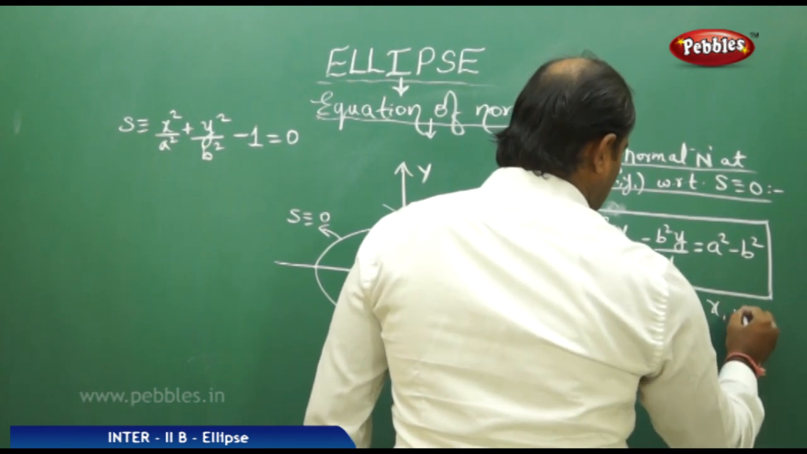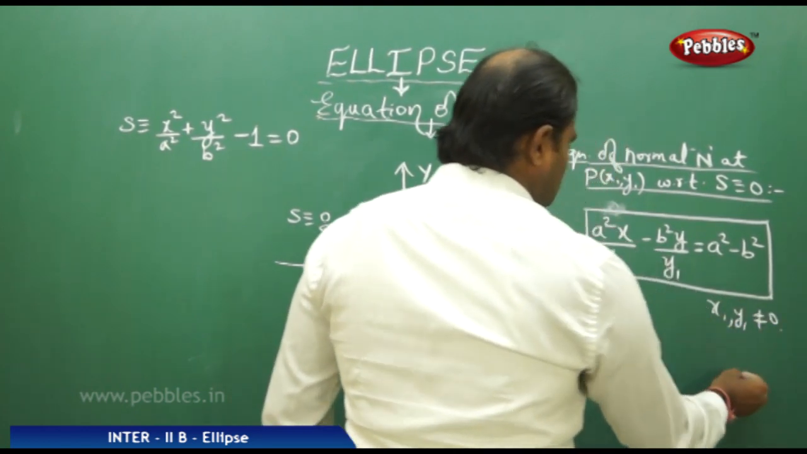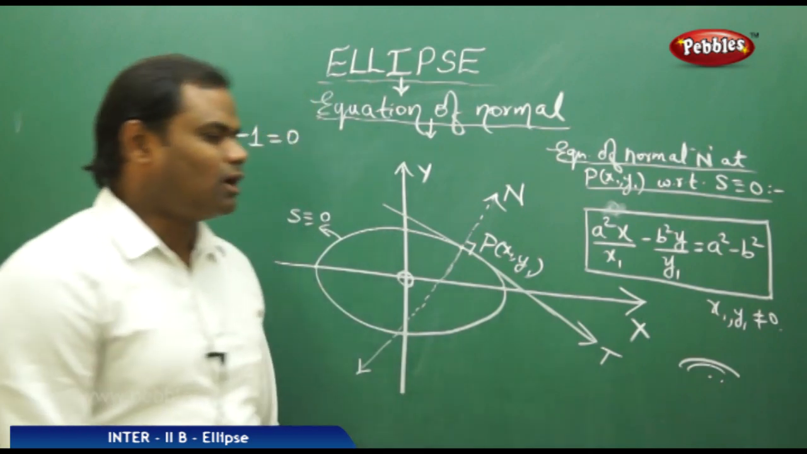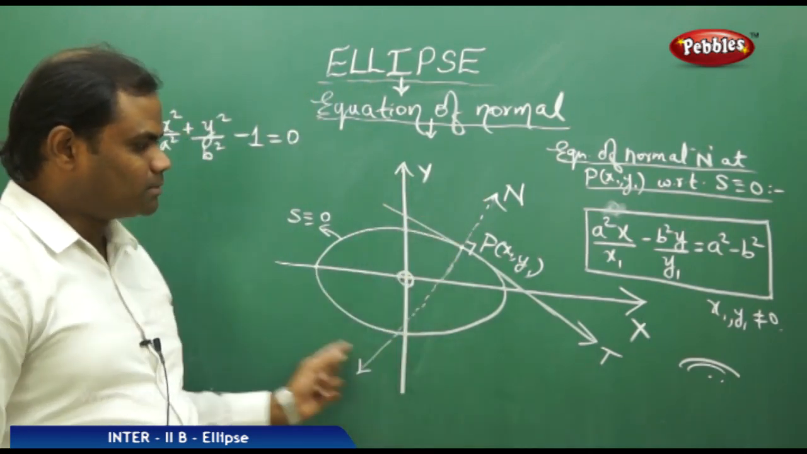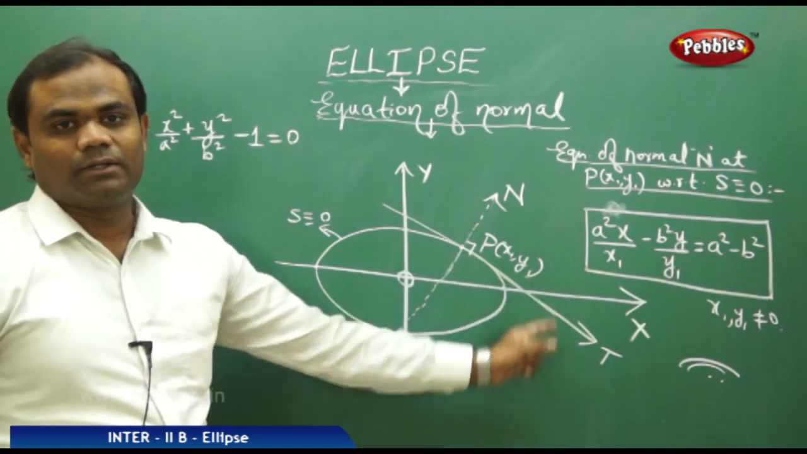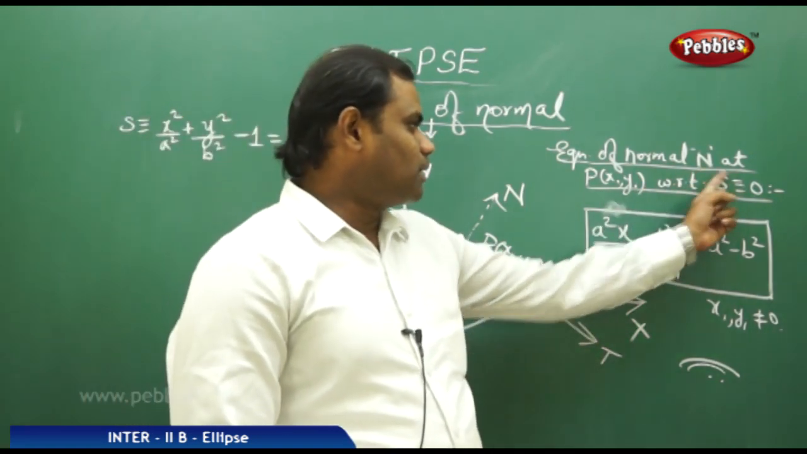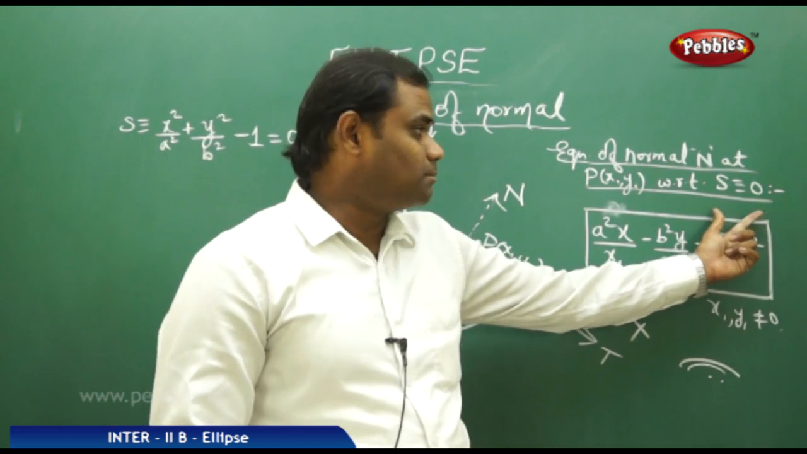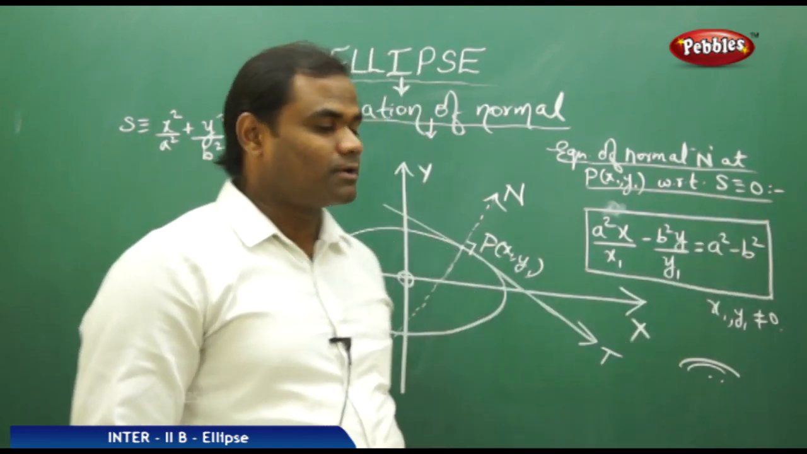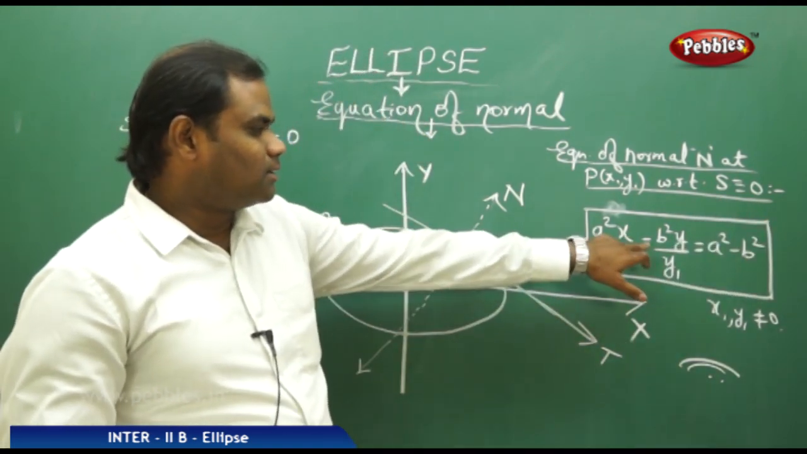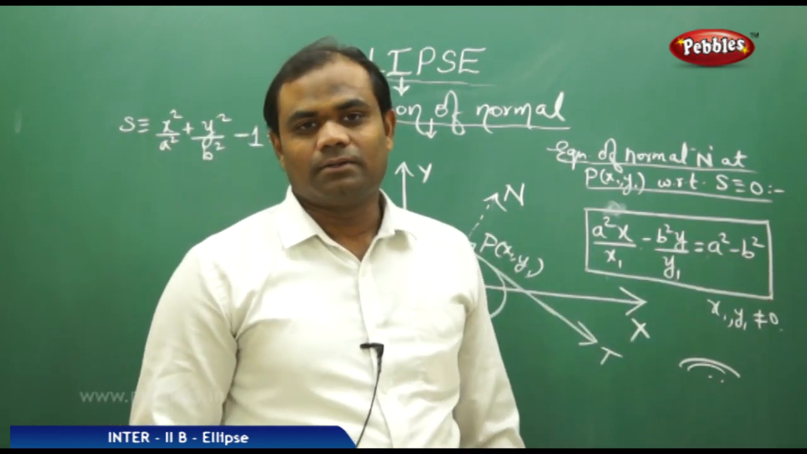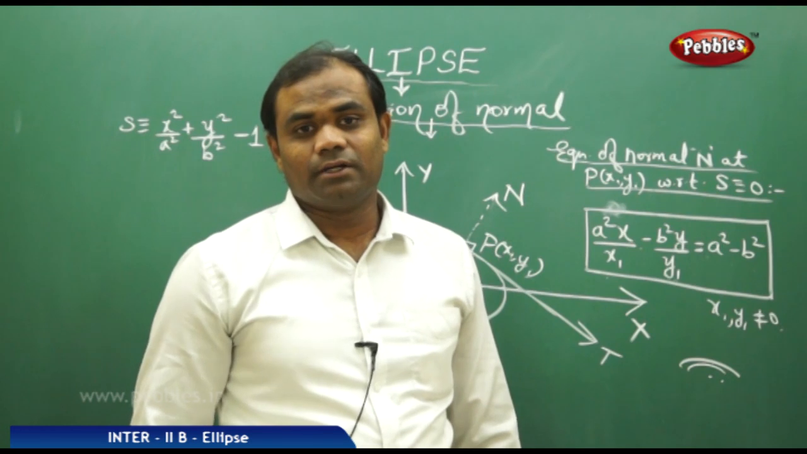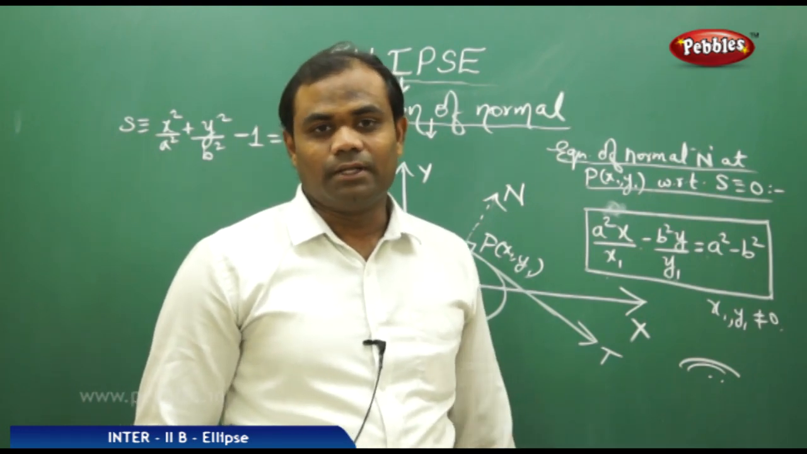Assuming that x1 and y1 are not equal to 0, this is how we define the equation of normal to the ellipse at P(x1, y1). So the equation of normal at P(x1, y1) with respect to the ellipse S = 0 is given by a²x/x1 − b²y/y1 = a² − b². This is how we understand the equation of normal to the ellipse.